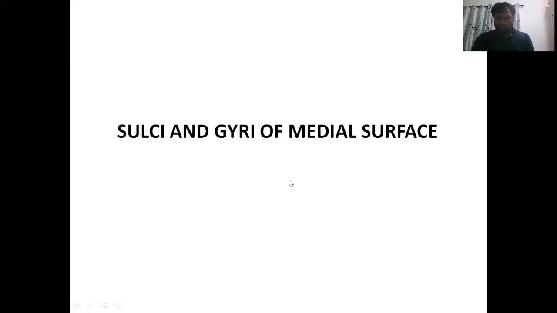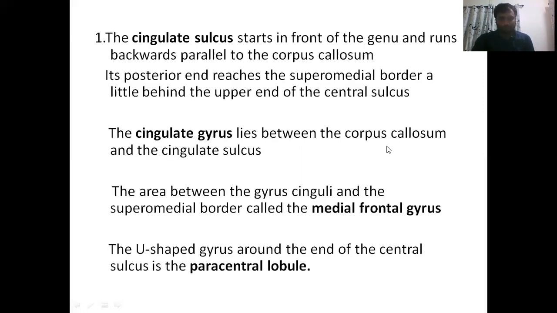So, dear students, today we are going to discuss the sulci and gyri of the medial and inferior surface. Last class we went through the sulci and gyri of the superolateral surface. Now, the medial surface and inferior surface. First, we will see the medial surface. What are the sulci and gyri of the medial surface? See the video now.